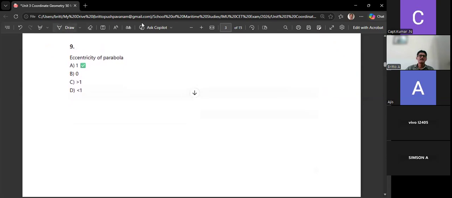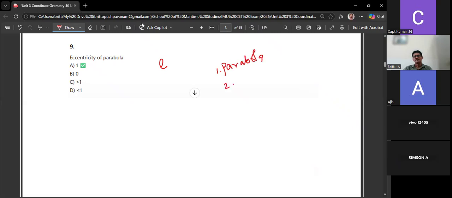Now question number 9. What is the eccentricity of the parabola? The eccentricity is something we usually denote by e. When we talk about eccentricity, it comes in three conics. One is the parabola, the second one is the hyperbola, and the third one is the ellipse. So these three are the different conics.